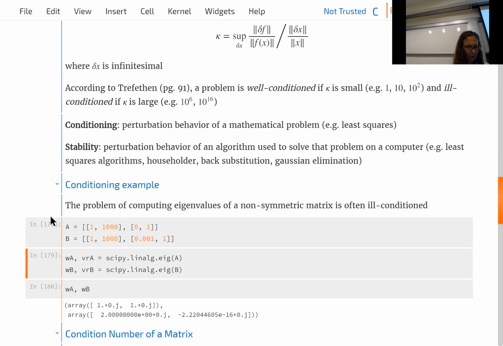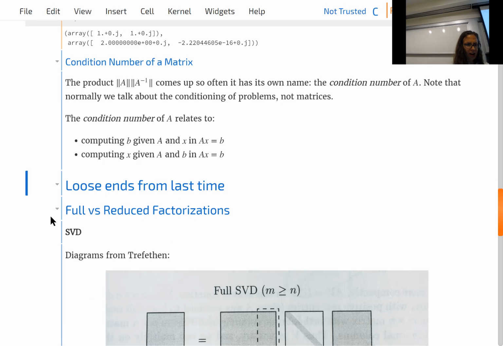So that's the formal definition in general, but for a matrix, here it is, norm of A times norm of A inverse. And it shows up all the time in different theorems around conditioning, and so it's useful to have it as a quantity. And Linda, can you pass the microphone to Tim?